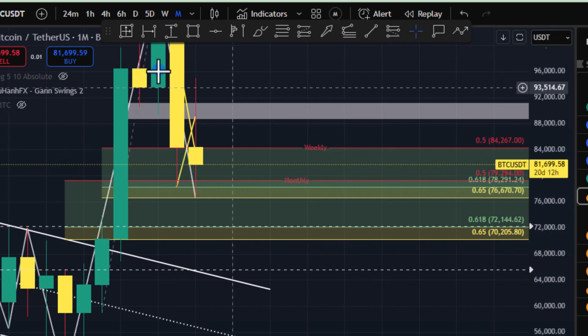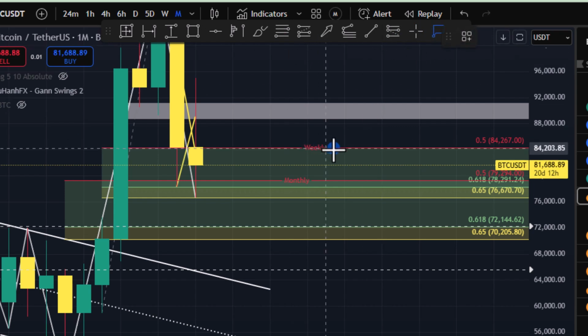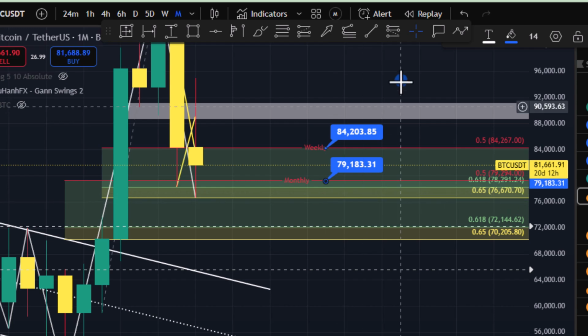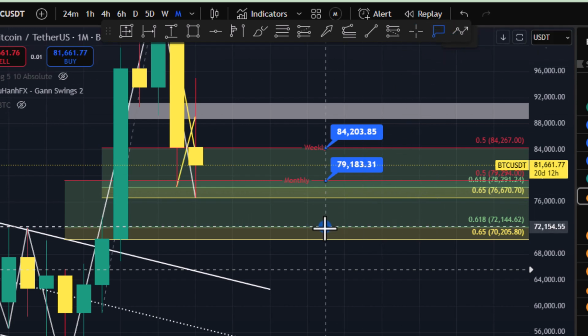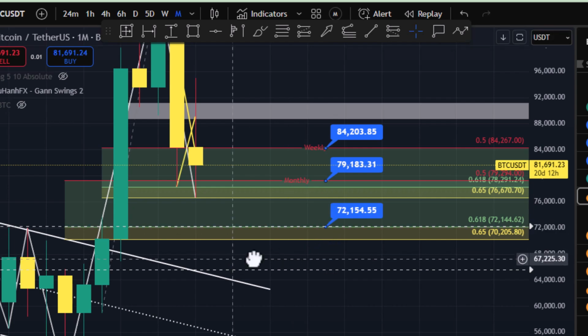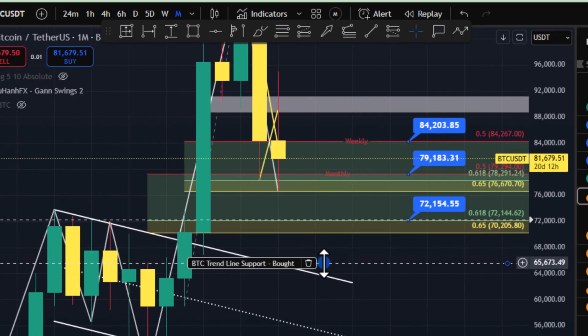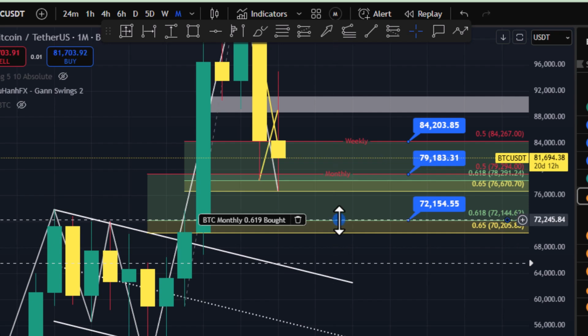So what we've got is the weekly here at 84k. We have the 50% of the monthly, which is about 79k. And then I will mark out the monthly 0.618 here as well. Those are the areas that I've got marked out. I've got alerts on these on my TradingView. They're areas where I'll be buying some more Bitcoin. So that's the monthly 0.618, but I've written it as 0.619, forgive me.